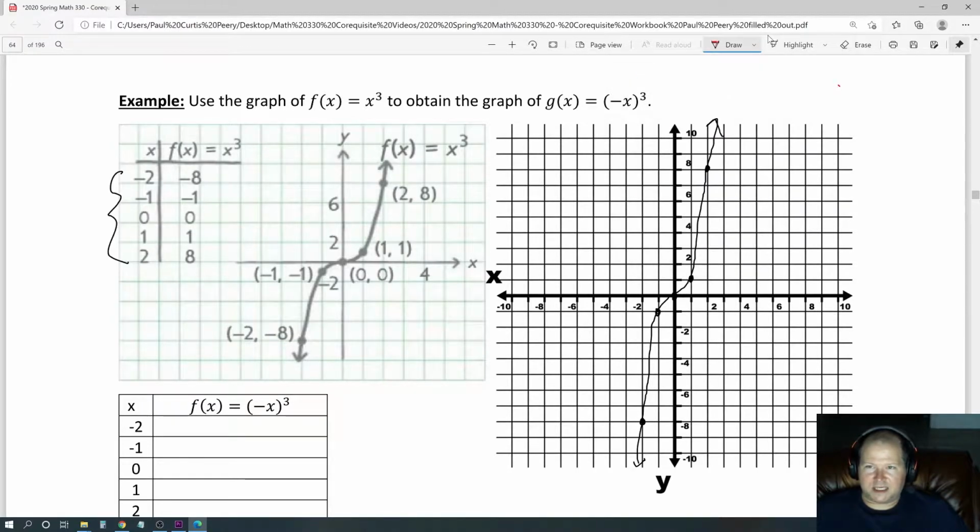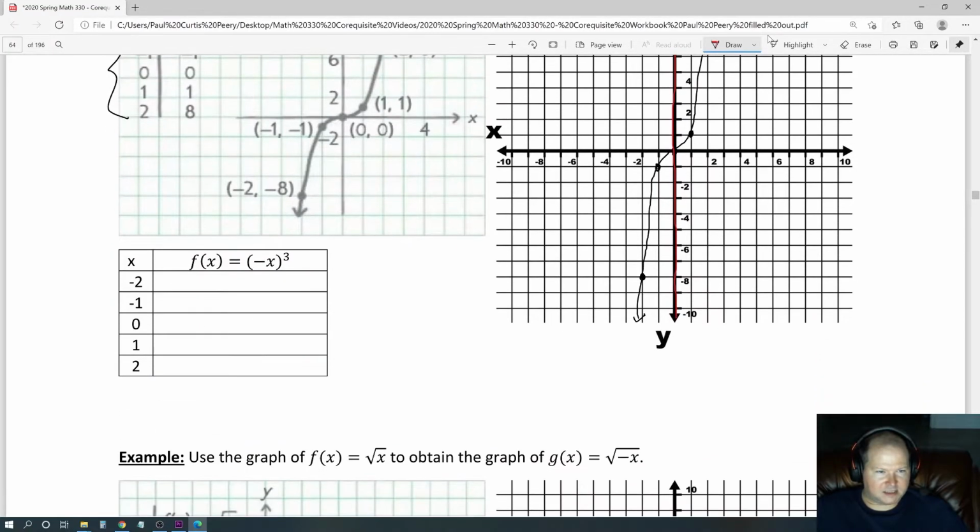Now, theoretically, it should be symmetrical with respect to the y-axis, so it should be flipping across this axis right here. This up and down should be that. And let's get some points. So when we say -2 cubed, a -2 is +2, +2 cubed is 8. Then we say -1, which is +1. +1 cubed is 1. 0 cubed is 0. -1 cubed is -1. And -2 cubed is -8.